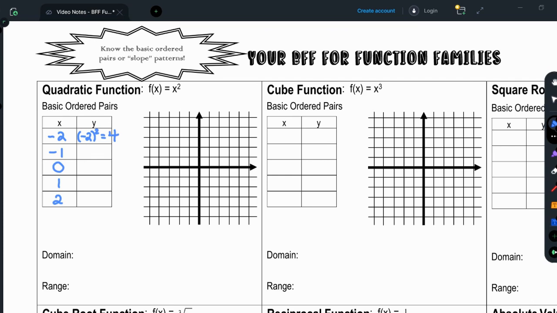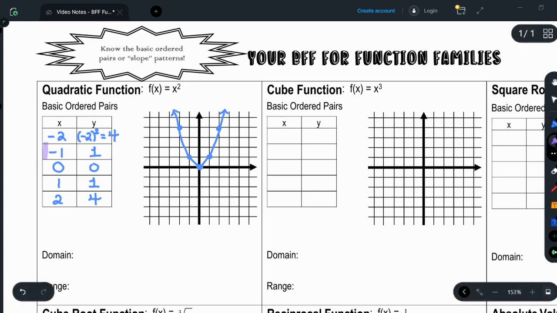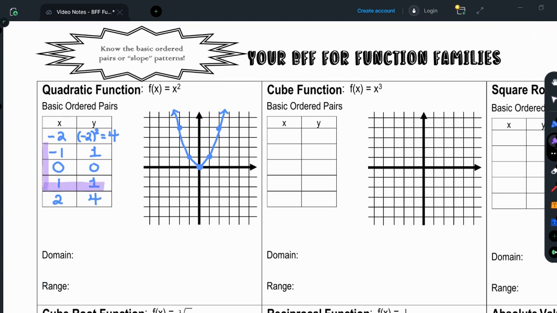And then I'll input -1. -1 squared is 1. 0 squared is 0. Plug in a 1, that's positive. Square it, that's 1. And plug in 2 squared would be 4. Now those are all points I can plot on my graph. From here, it should make that parabola shape we're used to seeing for our quadratic function. So, if you would like to remember the basic ordered pairs, here they are to help you get this graph.